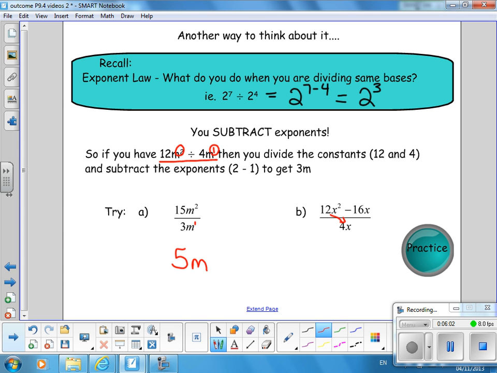12x squared divided by 4x. 12 divided by 4 is 3. X squared divided by x is just x. 2 subtract 1 is 1. Minus 16x divided by 4x. Minus 16 divided by 4 is minus 4. X divided by x cancels out. 1 subtract 1 is 0. And remember, x to the exponent 0 is just 1. So we are left with 3x minus 4.